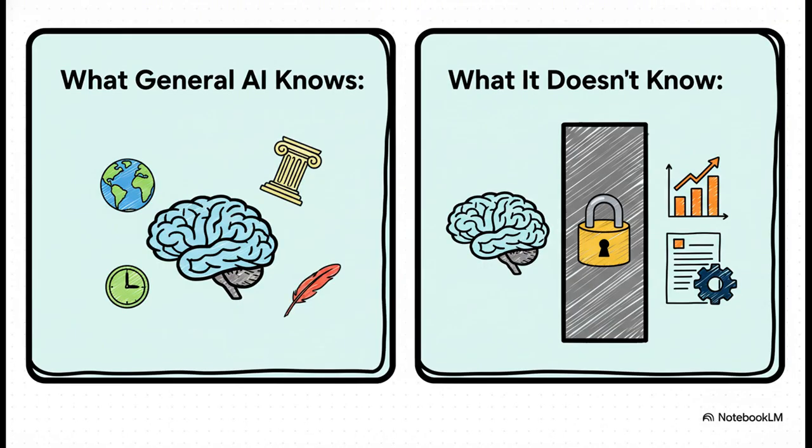And this slide just lays it out perfectly. On the left, you've got all the stuff a general AI is great at. History, poetry, random facts. But on the right, that's the wall it hits. It has no clue about your marketing plan, your product designs, or what your team is up to. And that is the knowledge gap we have to close to make AI truly useful for us.